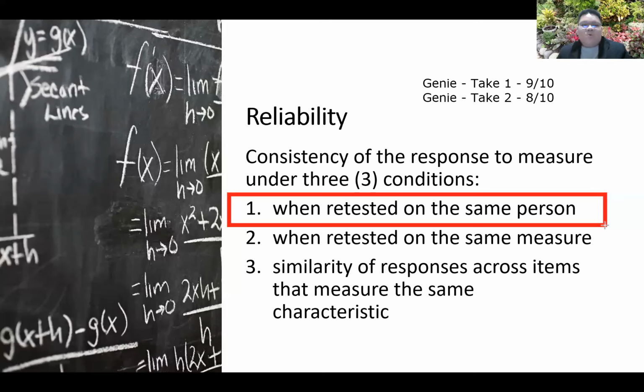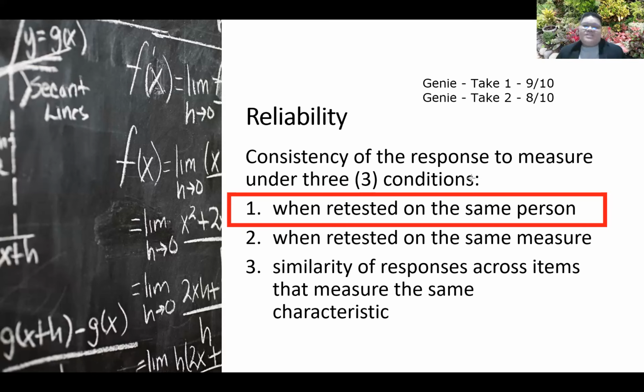Now, why do I need to retest one person to know that my exam is reliable? So that I will be able to confirm that her score is not because of chance. I want to confirm that Jenny's score is not because of guessing. Jenny's score is not because she just got lucky in my exam, which is why she got 9. That's what we mean by consistency when retested on the same person.